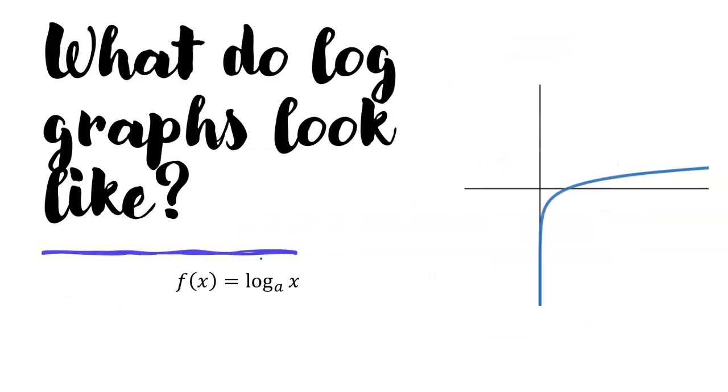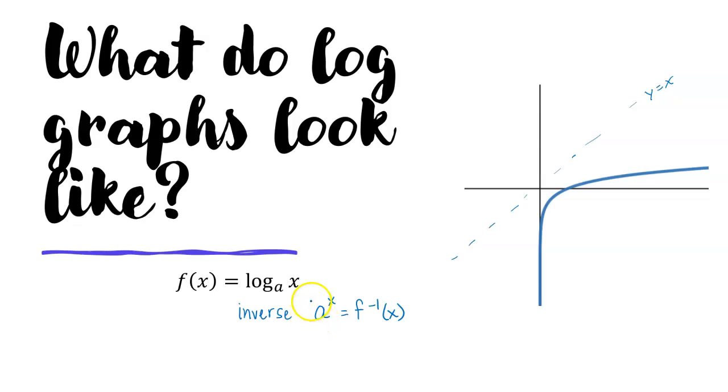The final graph are log graphs. Log graphs are inverses of exponential graphs. So the inverse of log base a of x is going to be a to the x. And what that means is that any ordered pair that's on f inverse is going to be flip-flopped and be on log a. It also means that the log graph is going to be a reflection across y equals x of this inverse graph.